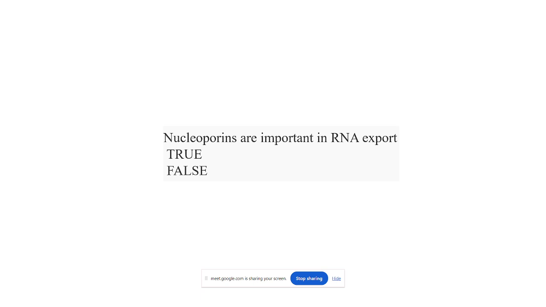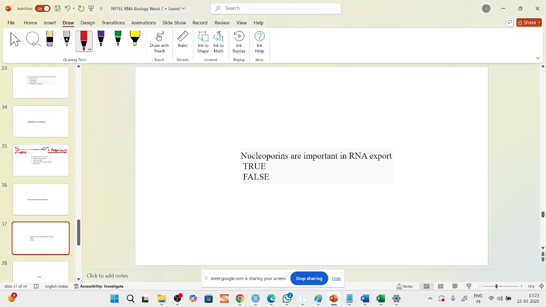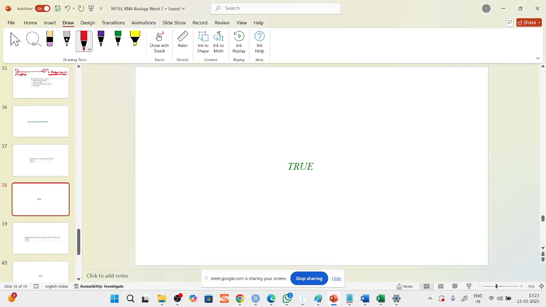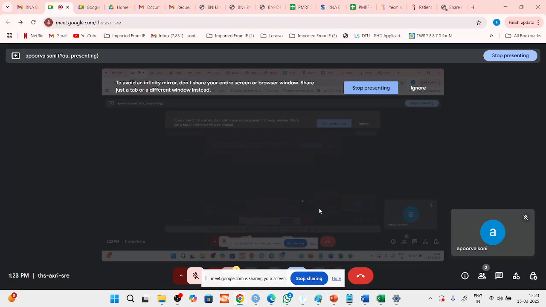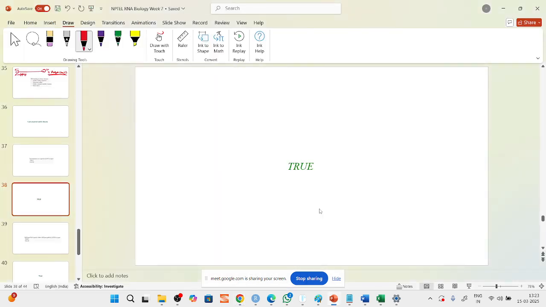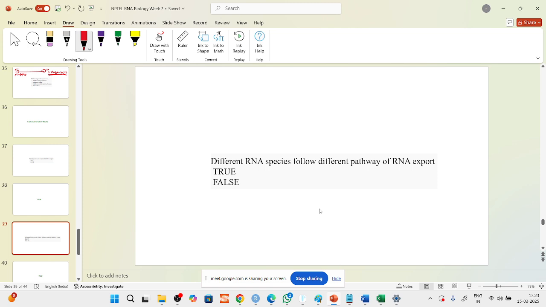Okay, now I'm switching the screen. So, nucleoporins are important in RNA transport. True, nucleoporins are important because nucleoporins are only the pores that actually help in the transport. Second is different RNA species follow different pathways of RNA transport export.